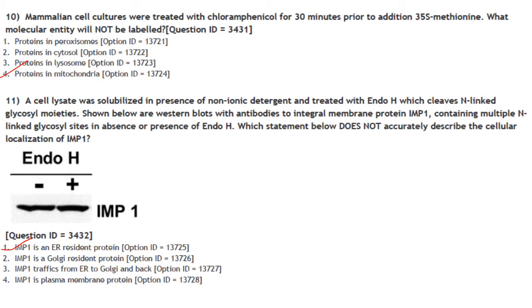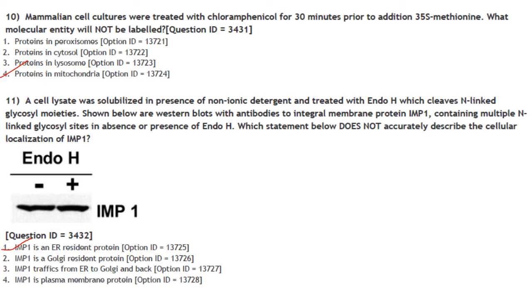Next one. Mammalian cell cultures were treated with chloramphenicol for 30 minutes prior to addition of S35 methionine. What molecular entity will not be labeled? So chloramphenicol and tetracycline can inhibit mammalian mitochondrial protein synthesis. So proteins in mitochondria will not be labeled. Answer is option 4.